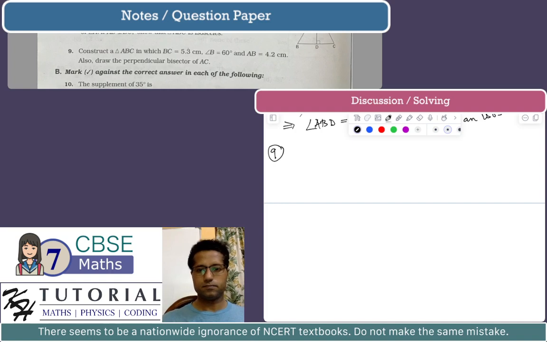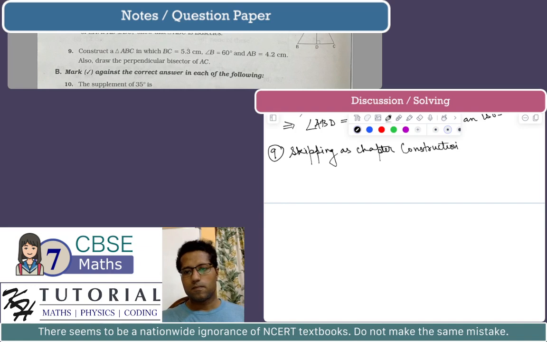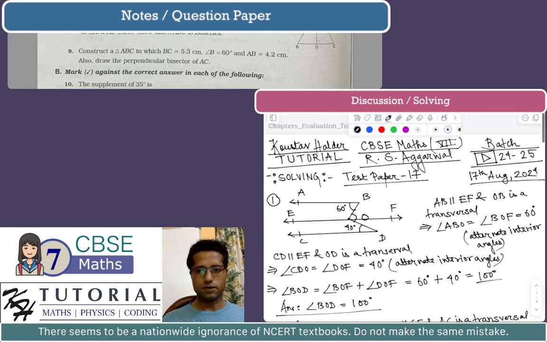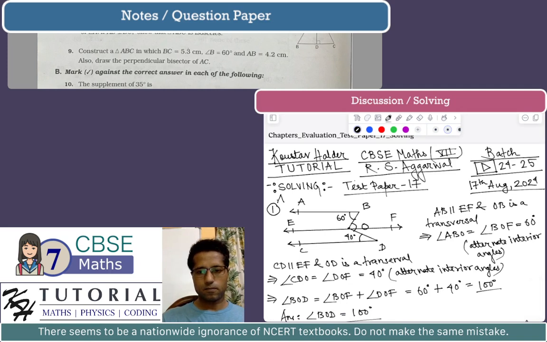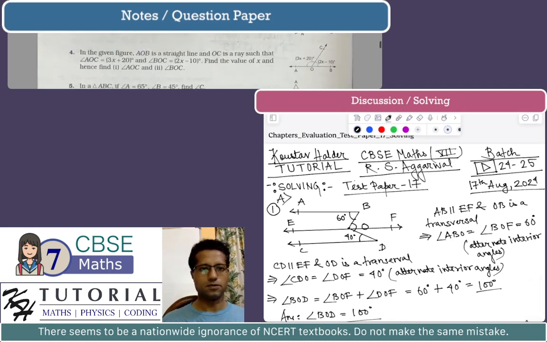Skipping, as chapter construction is not yet covered. So this was all under section A.